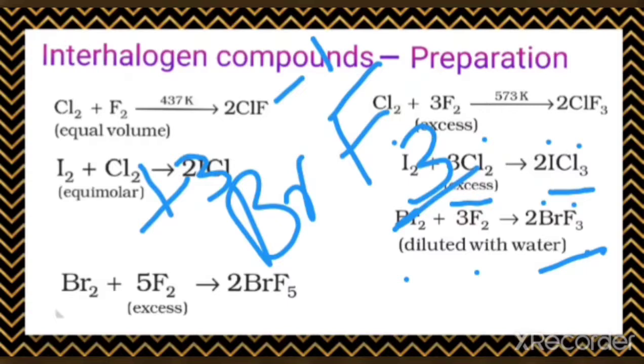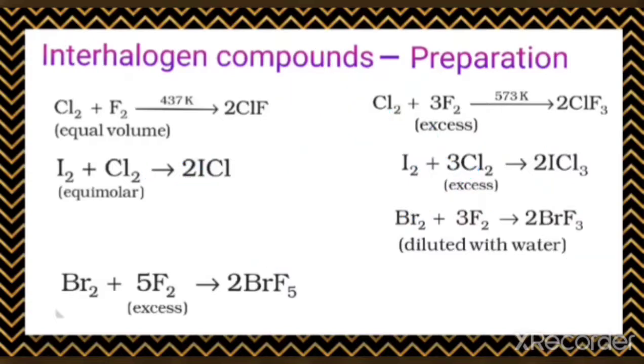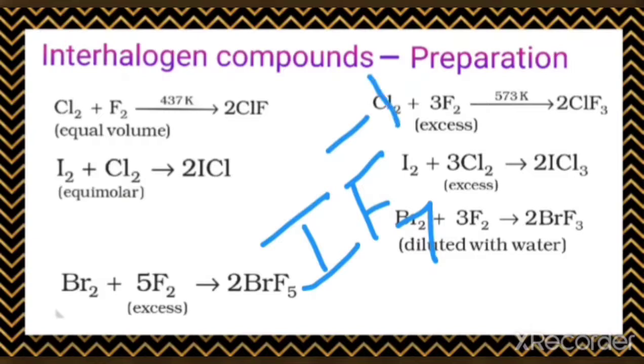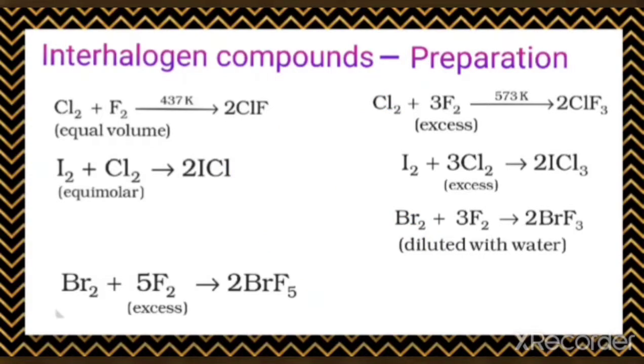So here fluorine is getting -1 oxidation and Br is getting +3 oxidation state. Similarly, when we talk about the compound IF7, in IF7, I is getting +7 oxidation state and F is getting -1. So these are the preparations of the interhalogen compound, that is a reaction between the two different halogens.